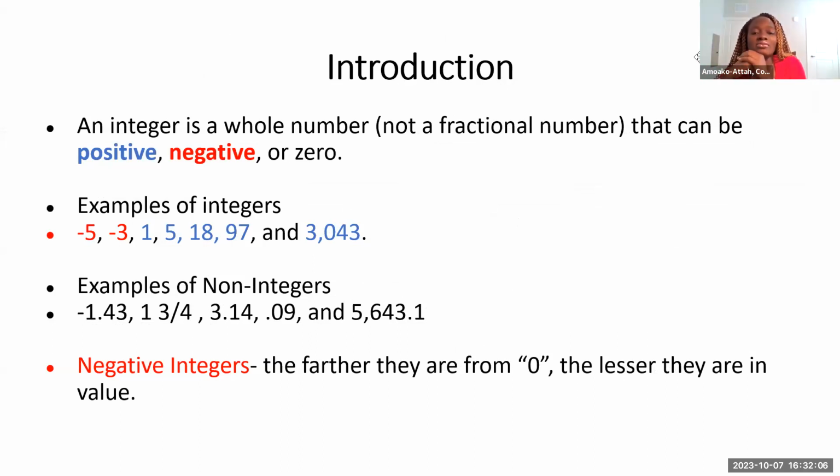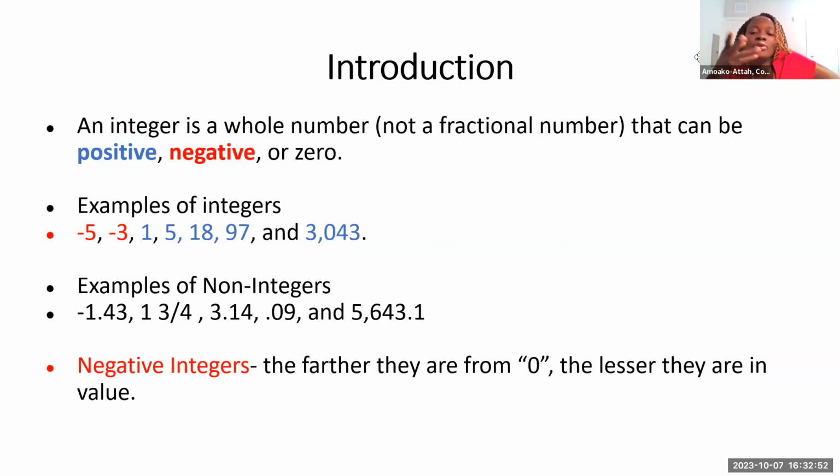So we have some examples over here. We said that it's a whole number, not a fractional number. So for example, you cannot say -1/2. No, it is not a whole number. But -5, -3, all these examples, 1, 5, 18, 97, and so on and so forth. You can list as many examples of integers as possible. So if it is not an integer, therefore it is what? A non-integer. That is decimals, fractions, and other ones which are not whole numbers. So numbers that are not whole numbers become non-integers.